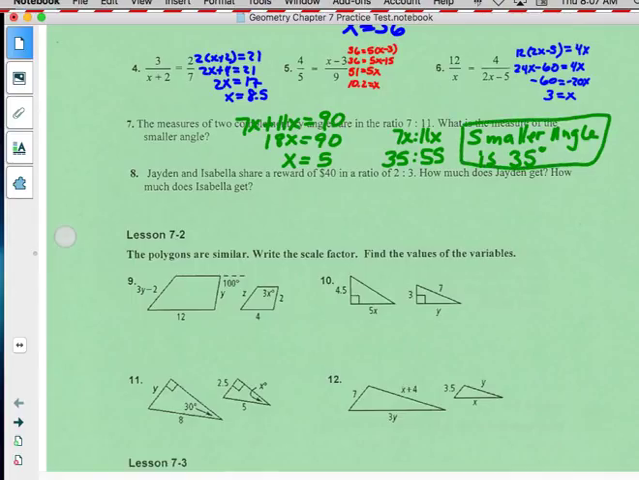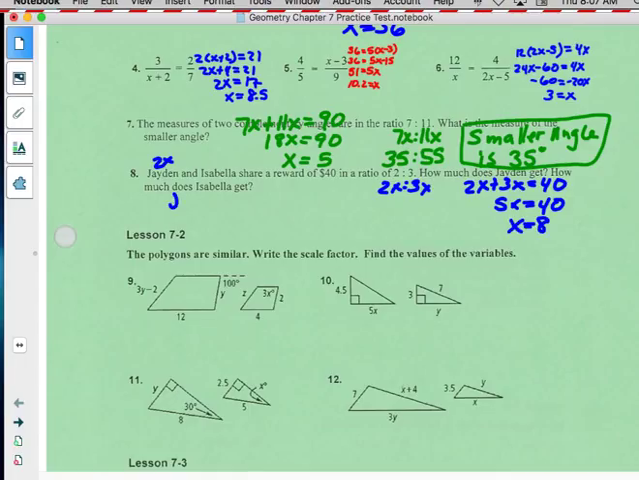Now, in 8, Jaden and Isabel share a reward of $40 in a ratio of 2 to 3. And again, this is an extended ratio, so 2x to 3x. How much does Jaden get? Now, Jaden was first, so Jaden was 2x, okay? And Isabel was second, so she's 3x. But 2x plus 3x is equal to 40. That's 5x is equal to 40, and x is 8.